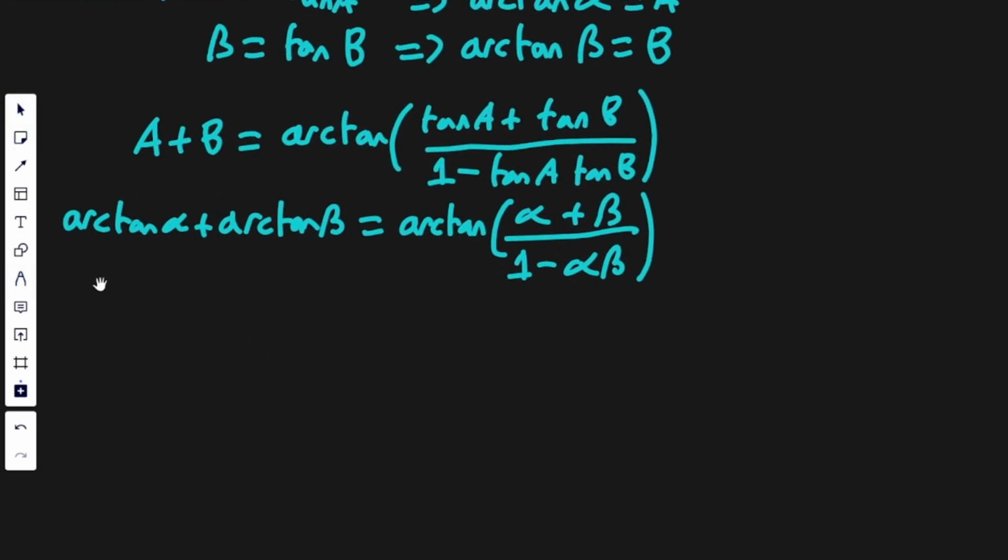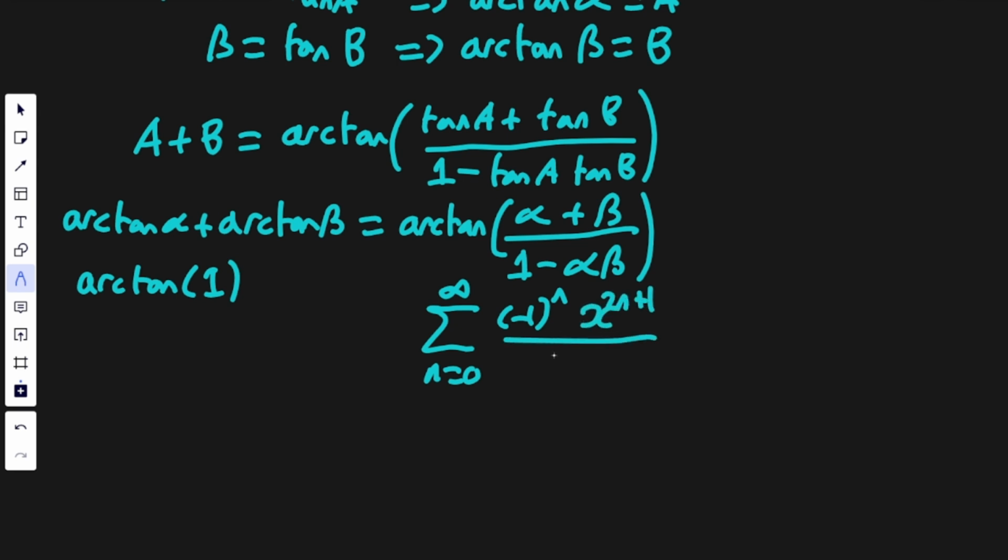Now our goal is to make use of arctan of 1. But we saw that using the Taylor expansion, this (-1)^n x^(2n+1) over (2n+1), we saw that this would be very inaccurate for small values of n when we're dealing with x equals 1. But if x is closer to 0, then this will be very accurate.